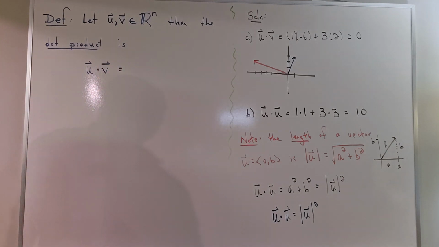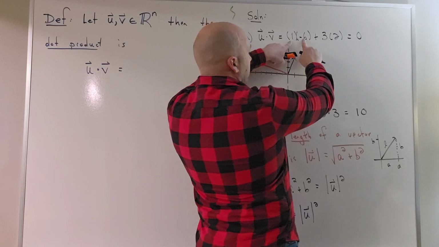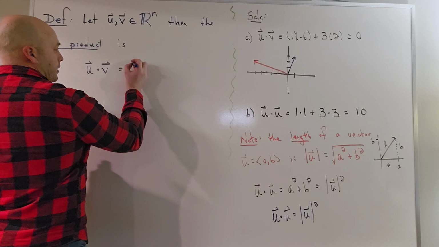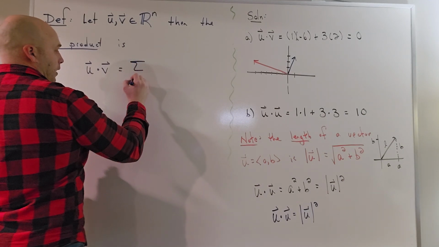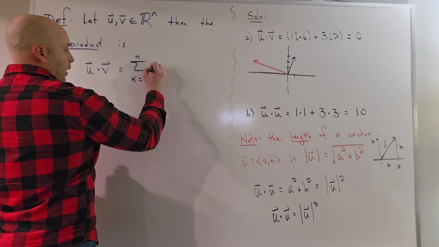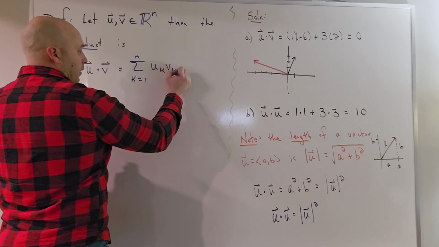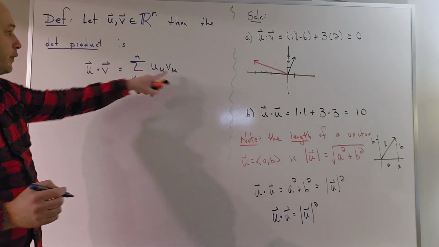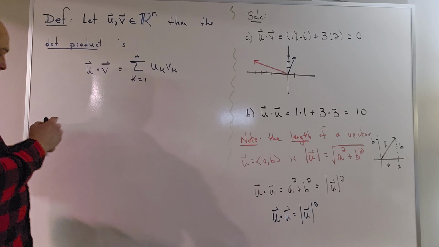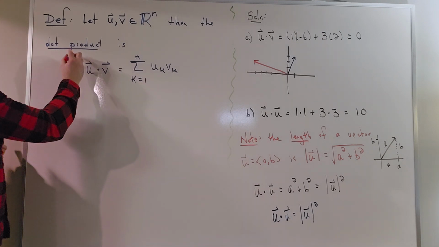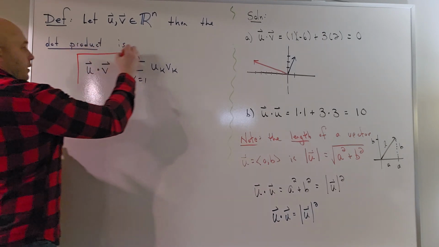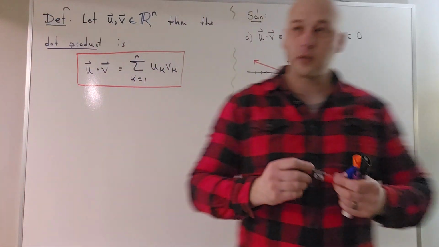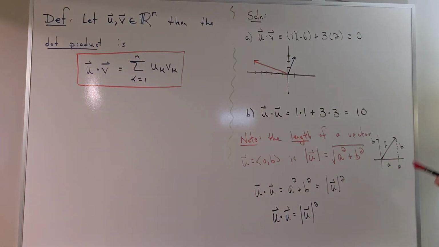What I do is, again, I multiply corresponding components, the first components, the second components, and then I add up all those products, meaning I would take the sum from k equals 1 to n of u_k v_k, where u_1 would be the first component of u, u_2 would be the second component of u, v_1 the first component of v, and so on and so forth. And therefore this formula gives me the general definition for the dot product for n dimensions.